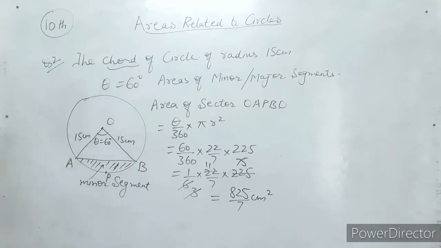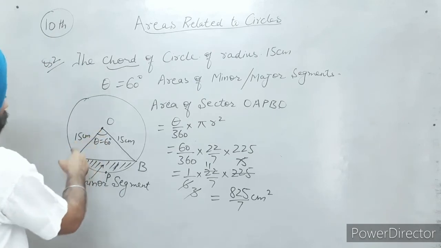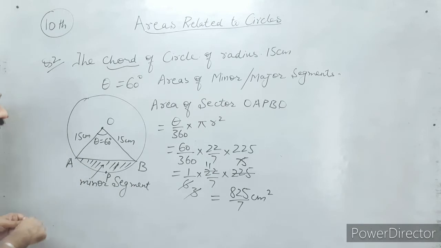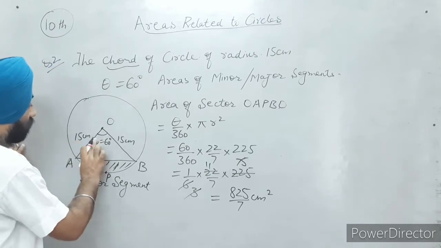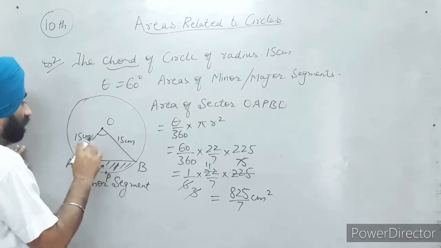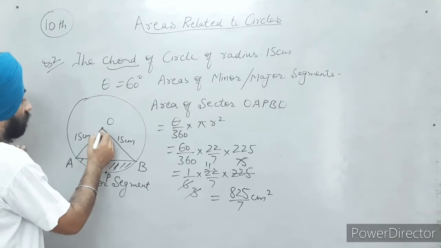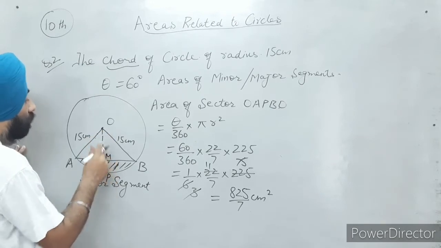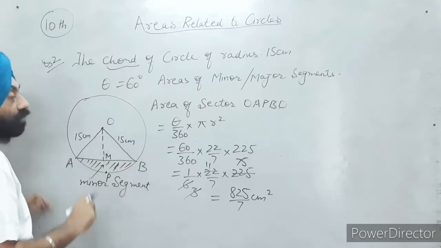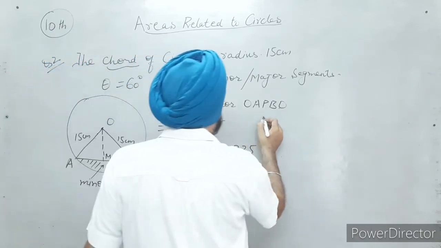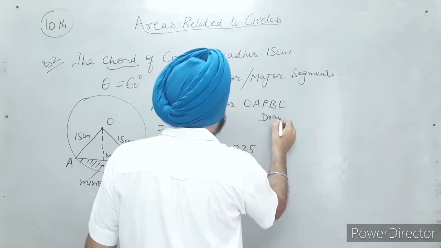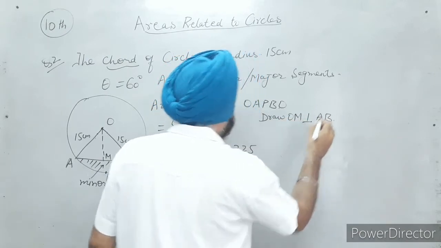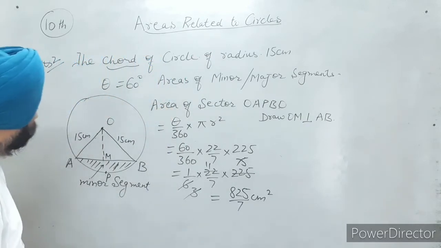Now what I need is the area of the triangle OAB to find the area of the minor segment. Now how to find the area of this? What I will do is draw a perpendicular OM to the chord AB. Now draw OM perpendicular to the chord AB. Now what happens?